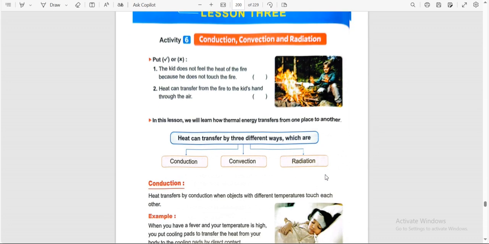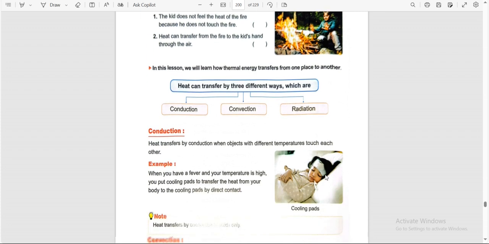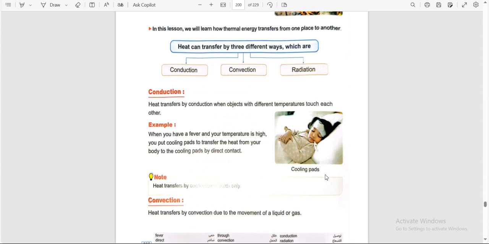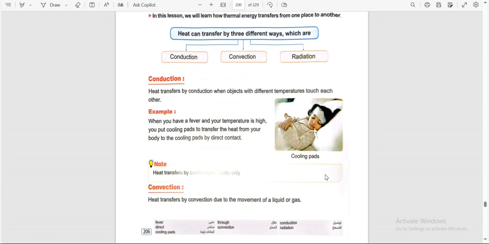Now, let's talk about a very important thing. Maybe this is the most important lesson of the whole concept. And it's talking about the methods, or the three different ways, heat can transfer. First, we have conduction, convection, and radiation. So let's talk about each one of them.